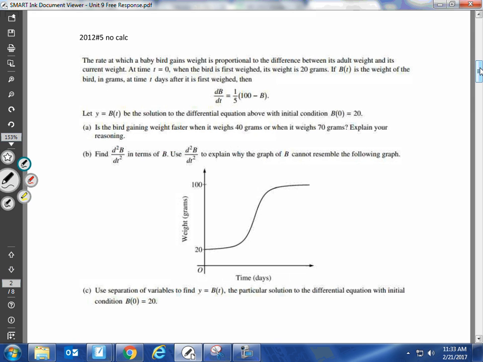then dB dt is 1/5 (100 minus b). Let y equals b of t be the solution to the differential equation above with the initial condition b of 0 is 20. Part A has nothing to do with solving the differential equation. Part A is the bird gaining weight faster when it weighs 40 grams or when it weighs 70 grams? Explain your reasoning. Discuss with your neighbors. Compare your answer with a neighbor.